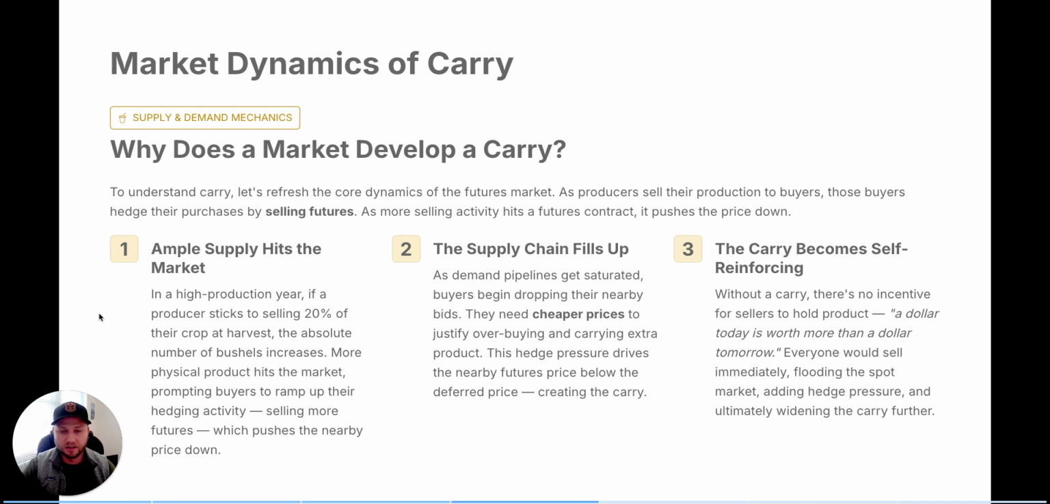And it's that theory of $1 today is worth more than $1 tomorrow. So everyone would end up selling immediately, and it would be flooding the spot market, adding that hedge pressure, which eventually has that nearby futures price or nearby spot price move lower than the deferred, right? Which is ultimately widening the carry further out.